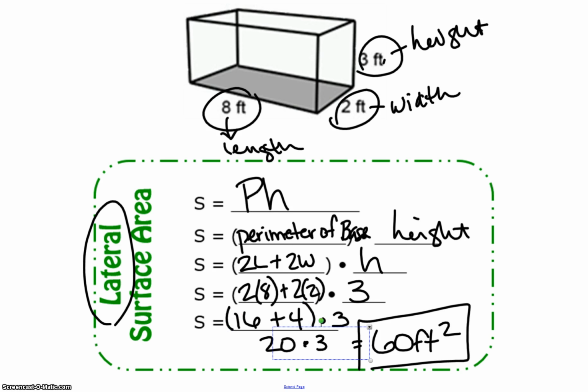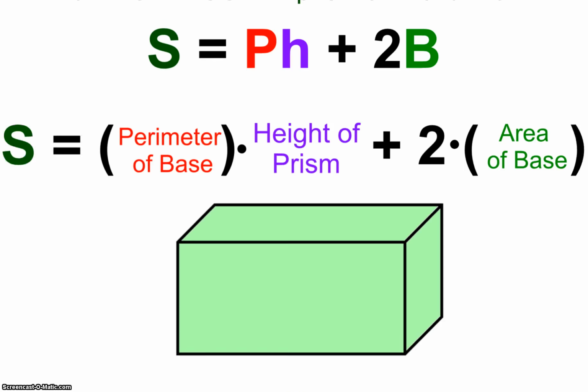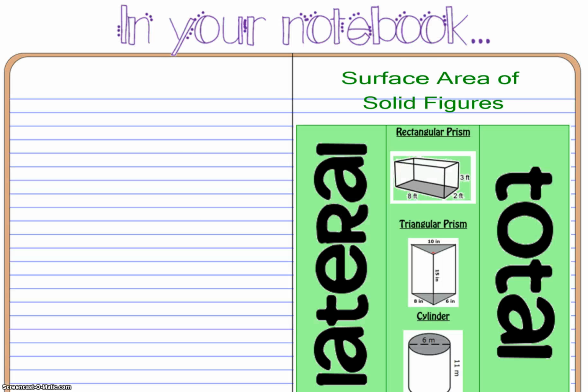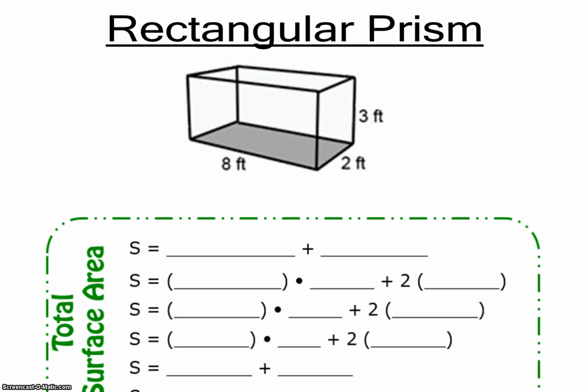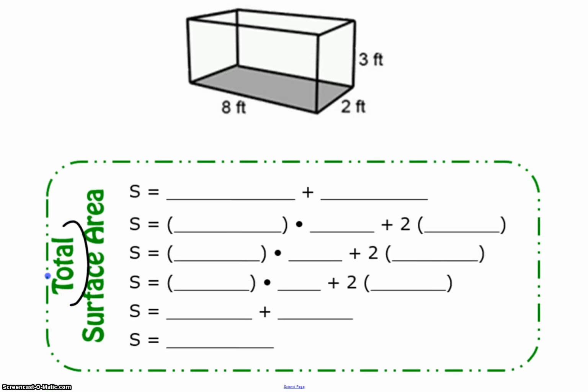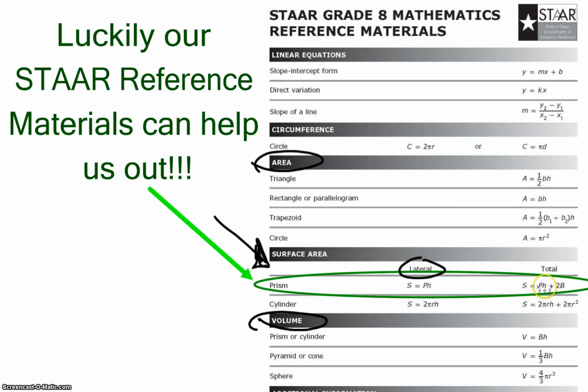All right, moving on. So now we need to explore total surface area of a prism. So go back to your foldable, and now we're going to talk about total surface area. Remember, it is the perimeter of the base times height plus 2 times the area of the bases. Let's go ahead and double check to make sure that we're right, and we are.